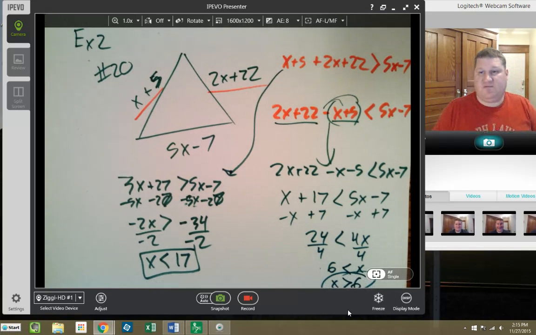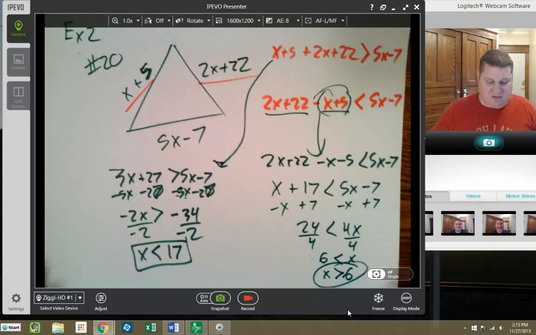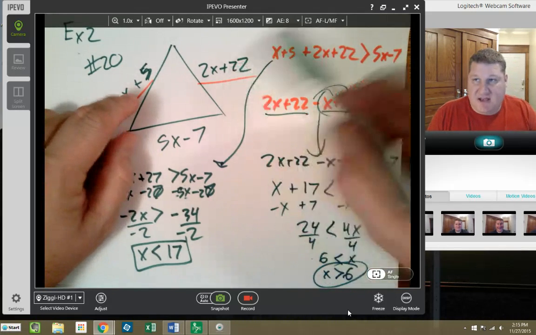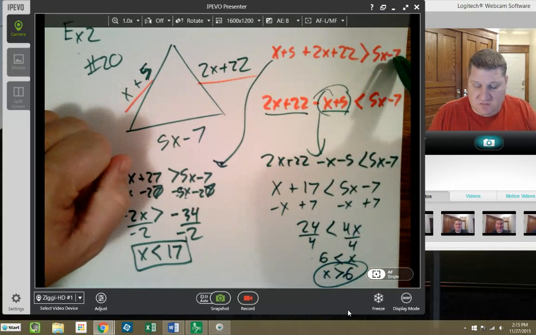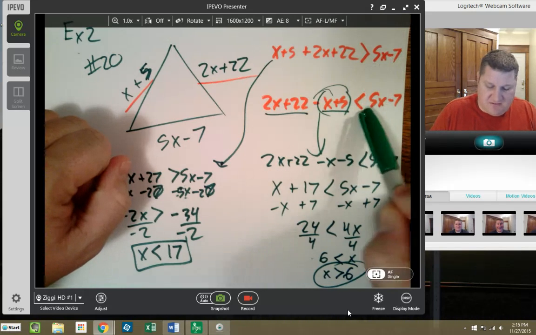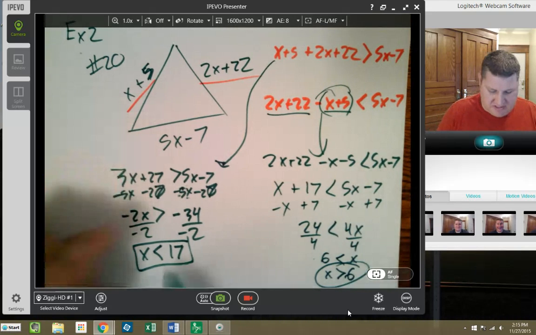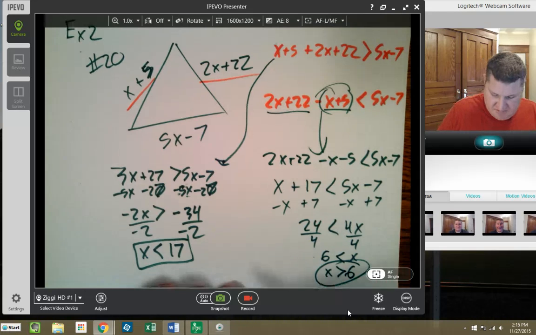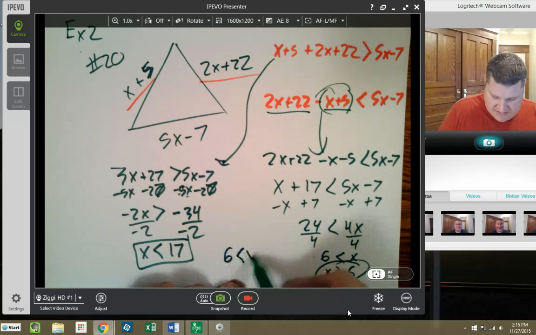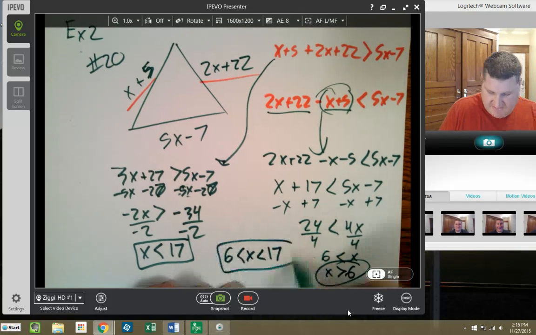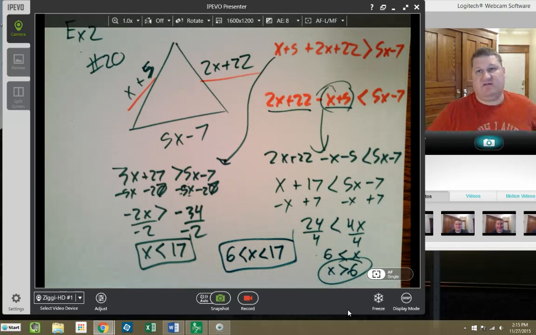So if I'm looking for what can x be, I took any two sides and added them to make them greater than the third one, and the third one has to be bigger than the subtraction of the two sides. I solved each piece, so my answer would be 6 less than x less than 17. That's how we would take care of it there. All right, so we'll go from there.